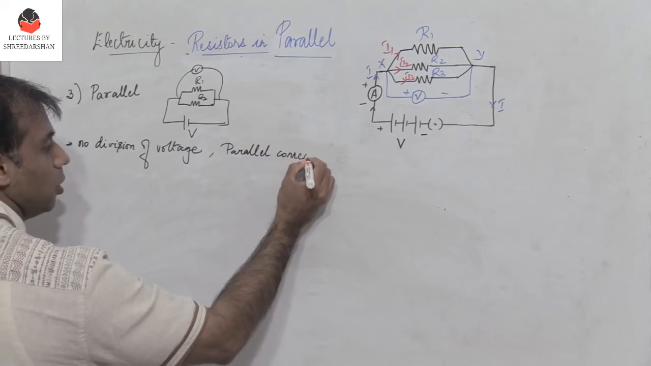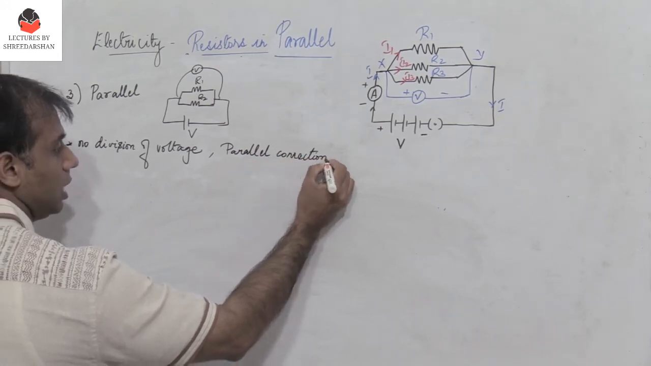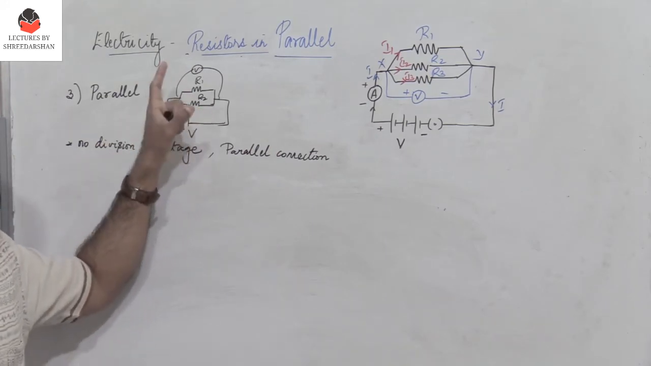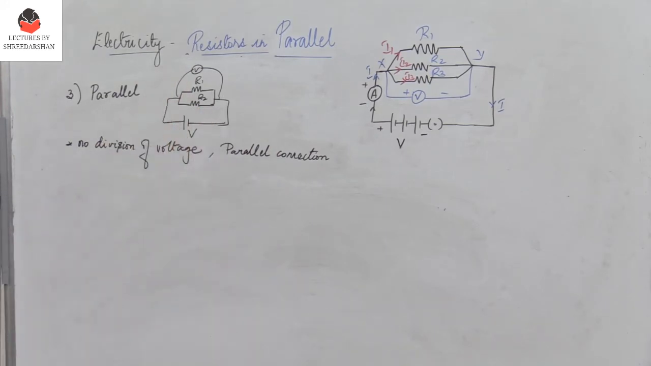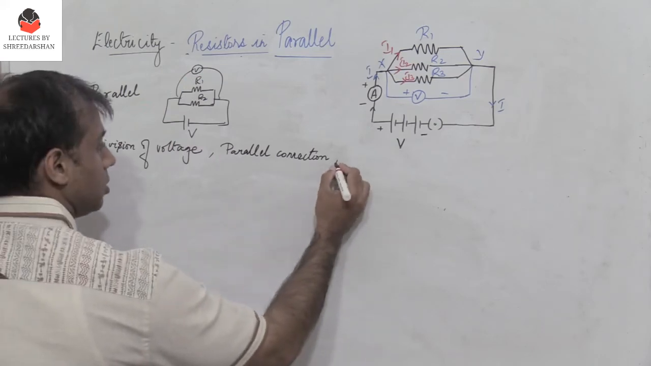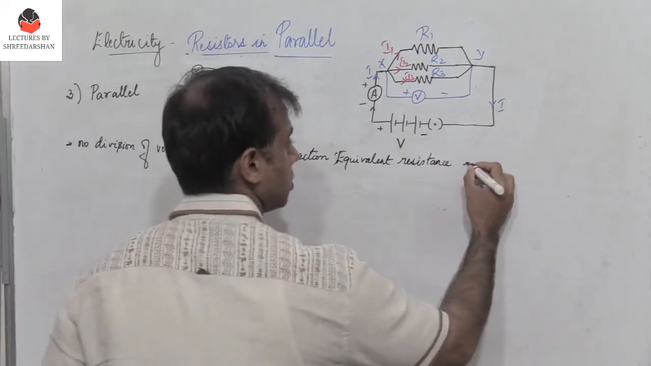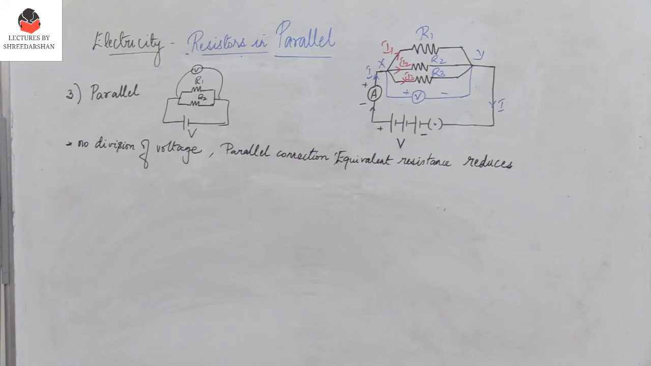What happens if all the devices are connected in parallel? When the devices are connected in parallel, their equivalent resistance reduces. So therefore, when they are connected in parallel, the equivalent resistance reduces. So this is very important.